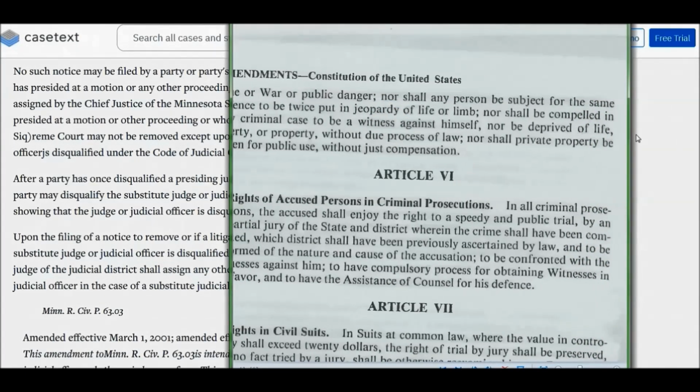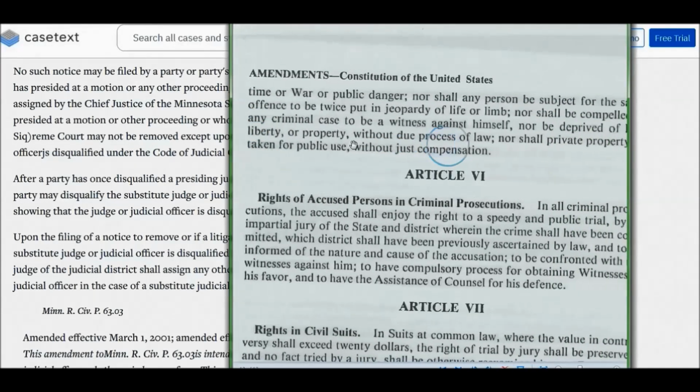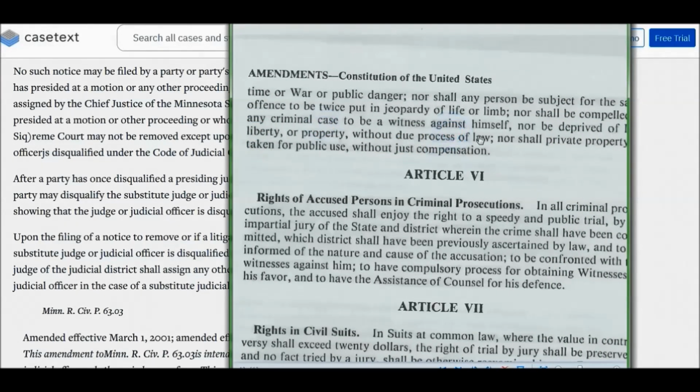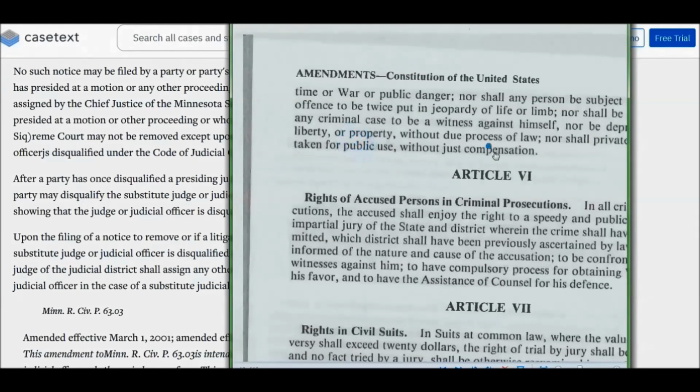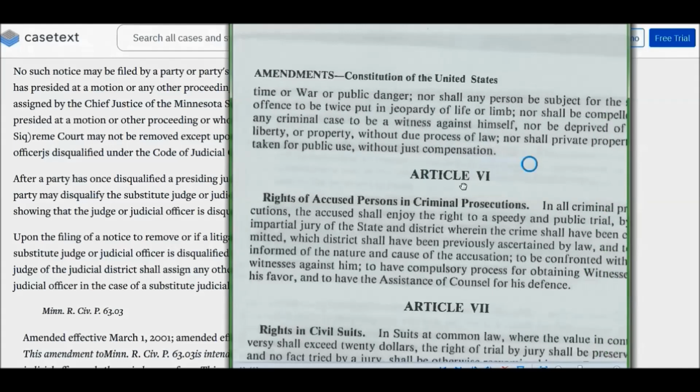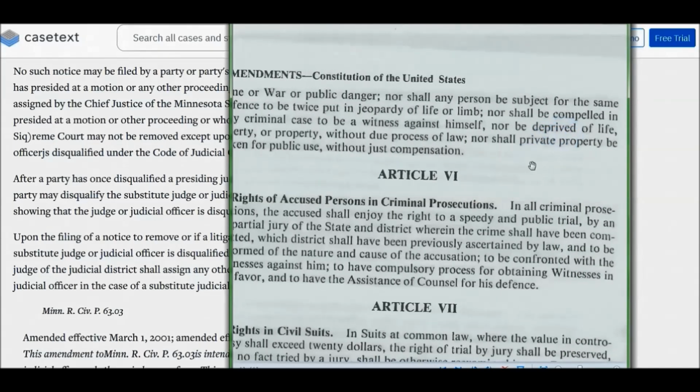Fifth Amendment: No person shall be deprived of life, liberty, property without due process of law. Nor shall private property be taken for public use without just compensation. Private property. Now you see the importance of doing the non-UCC and doing the copyright and coming in through a trust.